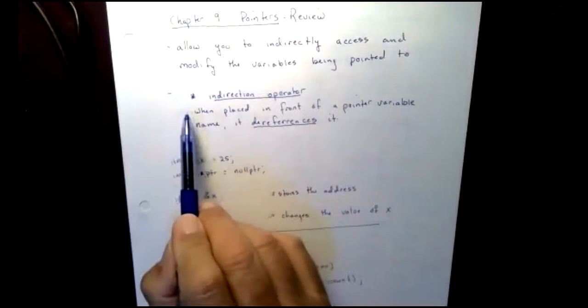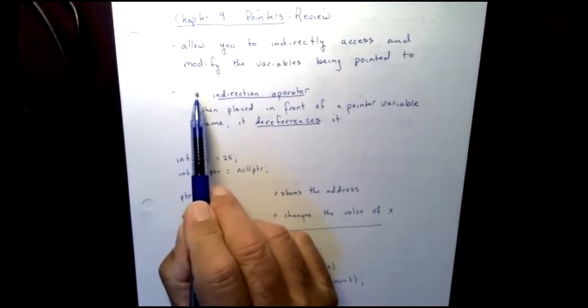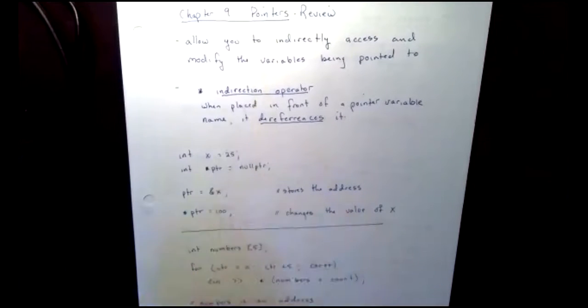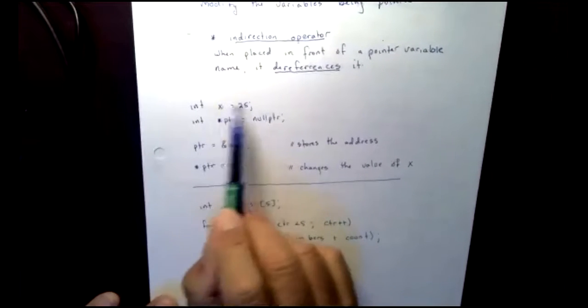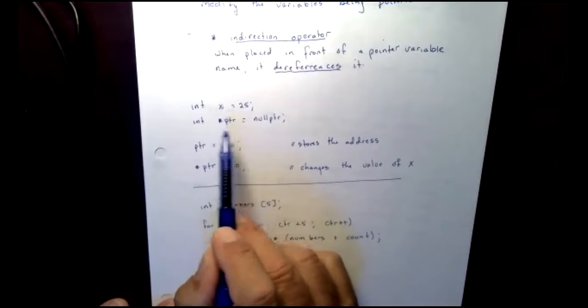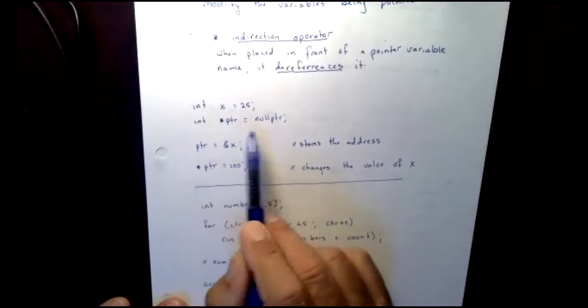So we had the asterisk, and if I remember right, we used it twice. The second time that we used it was as the indirection operator, and it dereferenced what was at that location and allowed us to change the value. And what do I mean by that? Well, let's start from the beginning. I created a variable x. I have a pointer that points to an integer value, but right now it points to a null pointer.